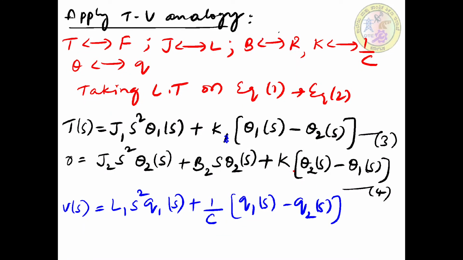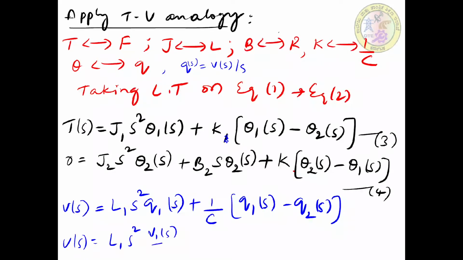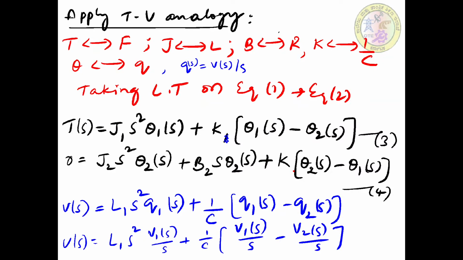Q2, and here itself we will replace Q by I of s by s also. So V of s will be equal to L1 s square, and Q of s can be replaced by I of s by s. So I1 of s divided by s plus 1 by C into I1 of s by s minus I2 of s by s. Later we will simplify these equations.